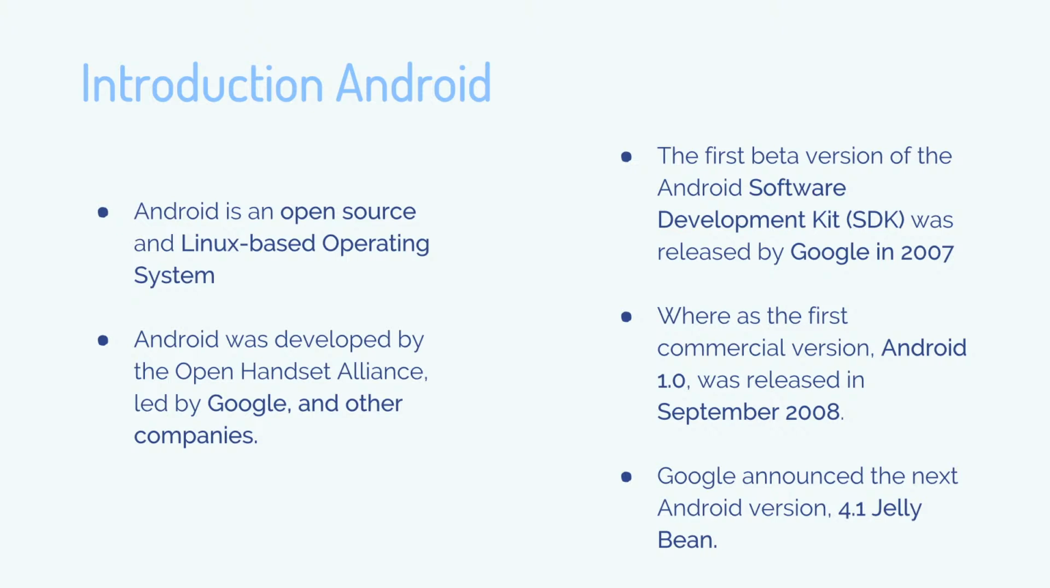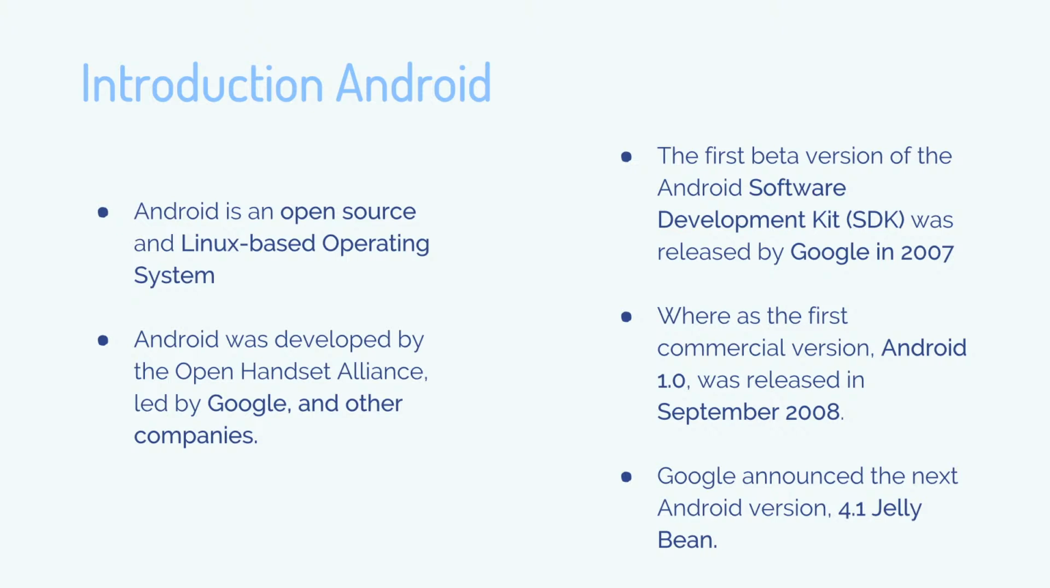Today, I think yesterday only, the Android 11 beta version was released. A beta version is not for the public, it is for developer purposes. The first beta version of the Android software development kit was released by Google in 2007, and then in 2008 the first commercial version of Android was released.